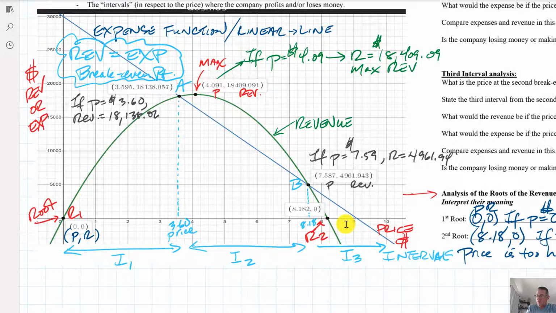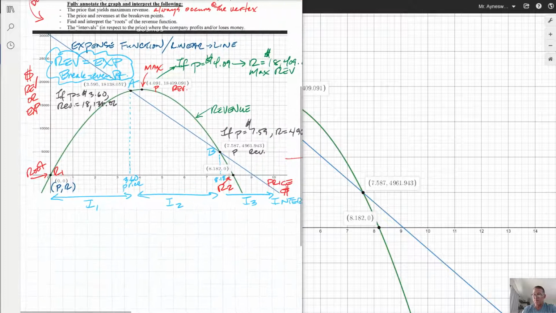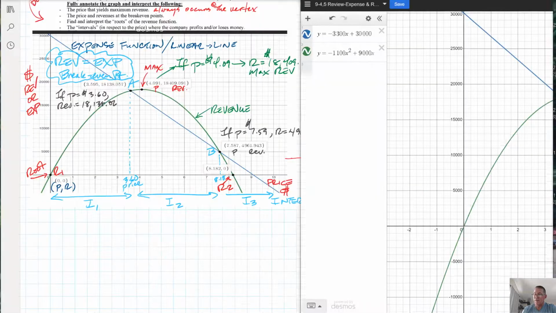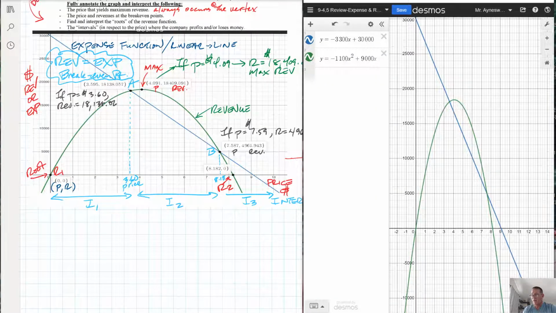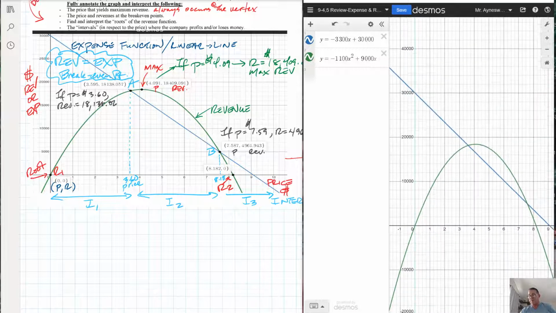All right, when is a company making money versus losing money? To analyze that, what we do is pick a price in the interval, between 0 and $3.60, and we figure out which one's greater, revenue or expense. So I'm going to sidetrack here and go to Desmos and put it side by side and show you how to analyze it. This is kind of a cool thing.